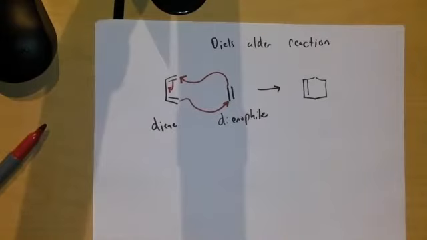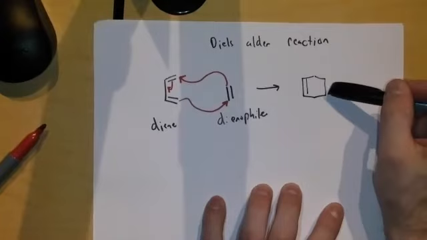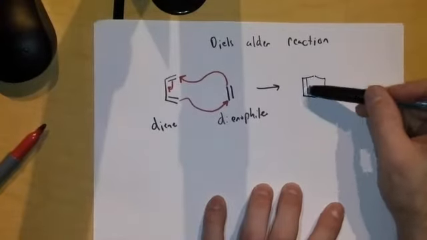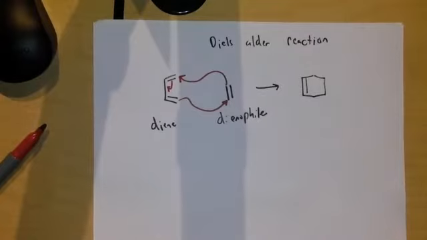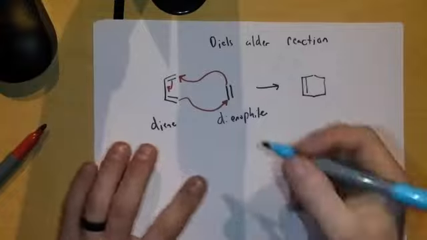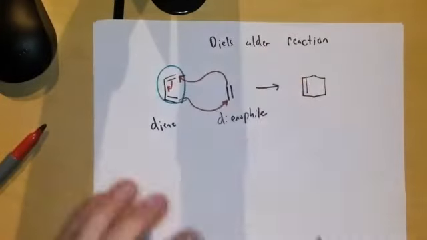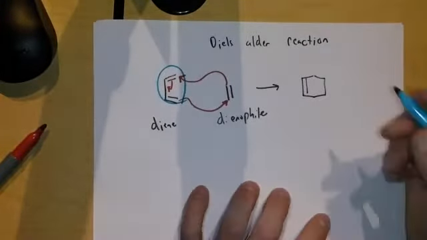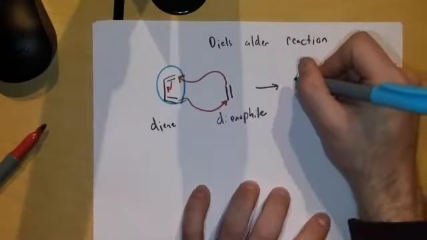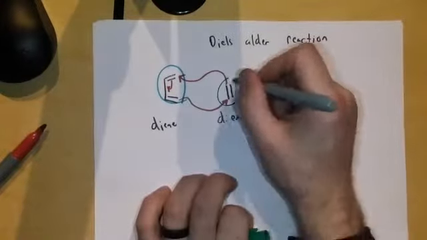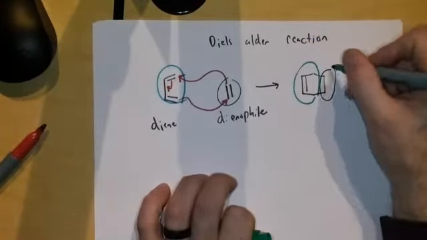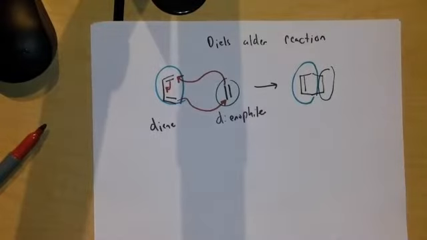One nice thing about these reactions is that they always make a 6-membered ring. You always have a double bond here. If we try to break it into parts, this diene here is going to be these 4 carbons, and our dienophile is the 2 carbons at the end.